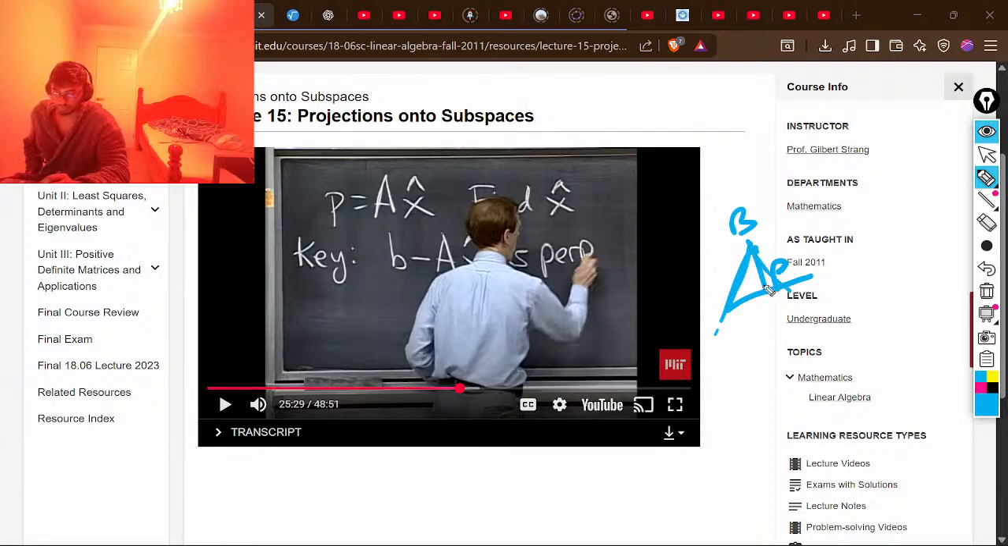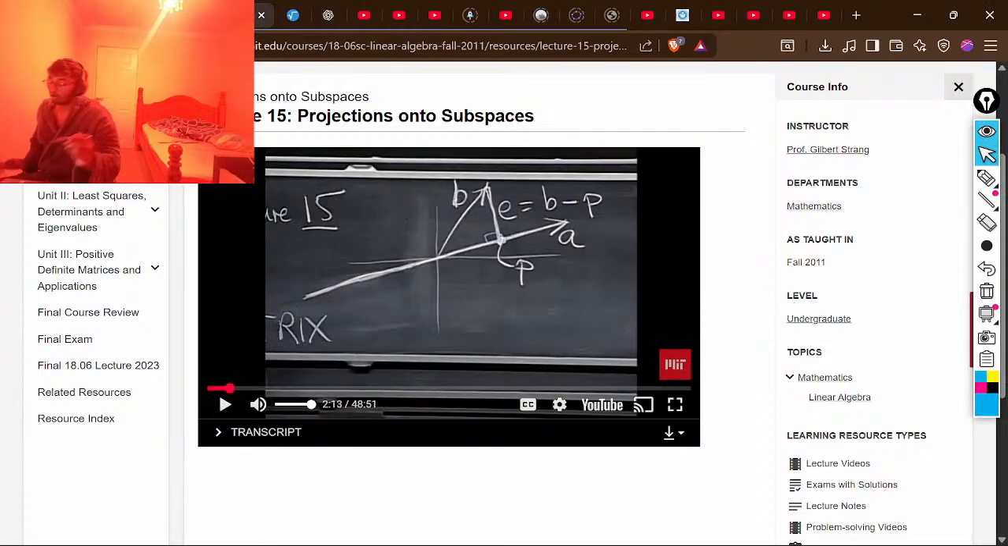If instead of it being like a right angle triangle, if it's like here or something, that will be the error. I don't know. Oh, what did I do?